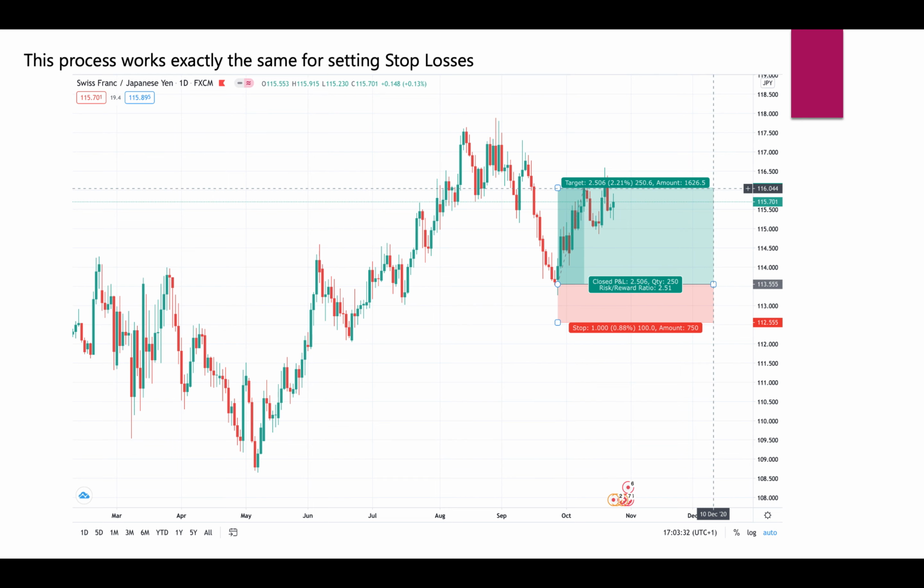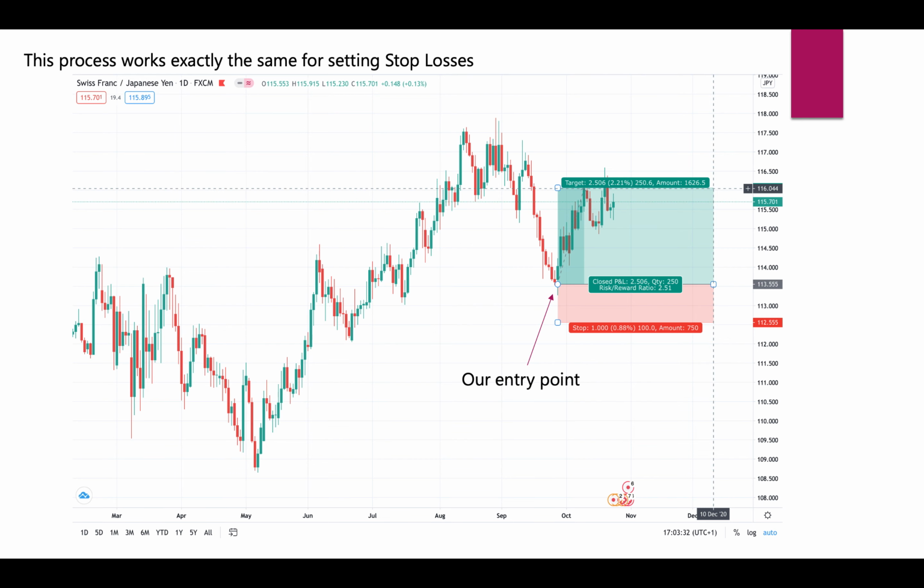So this process works exactly the same for setting stop losses. And honestly, guys, there's really no tricks to it. You're seeing it live as I do it for you right now. The main thing is lower that time frame and look for those better entries and better stops.